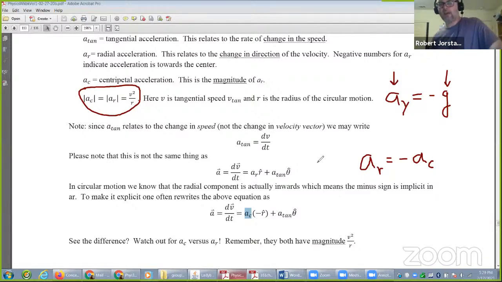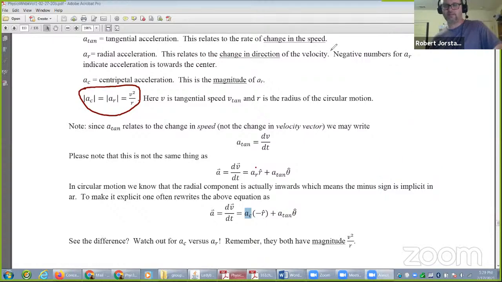But we've got to watch out here. Strictly speaking, AR is a negative number. AC would be a positive number. Notice I said this like 4 times. That's a very common misconception that they're the same thing. They're not. All right.